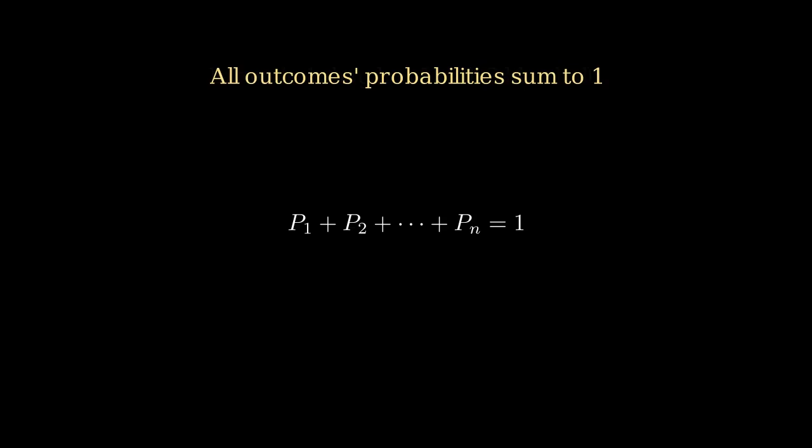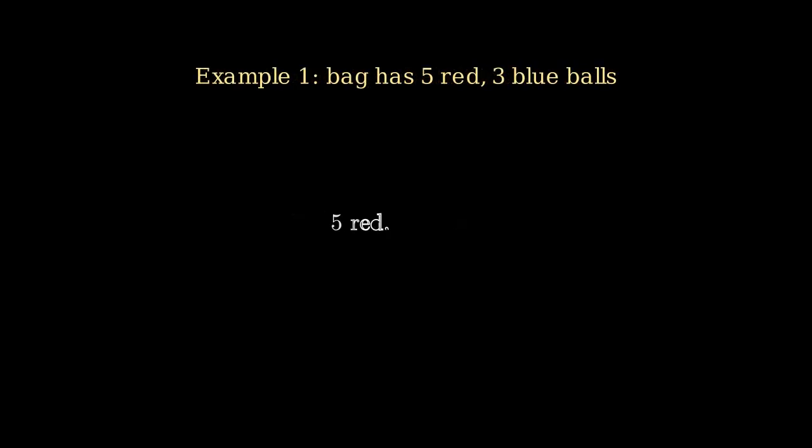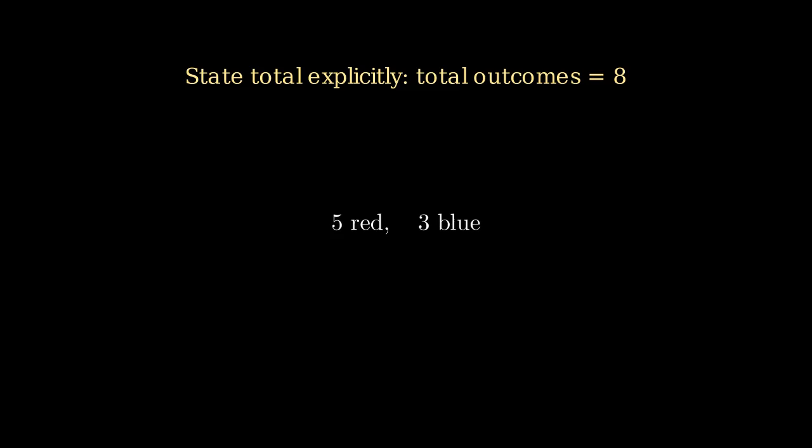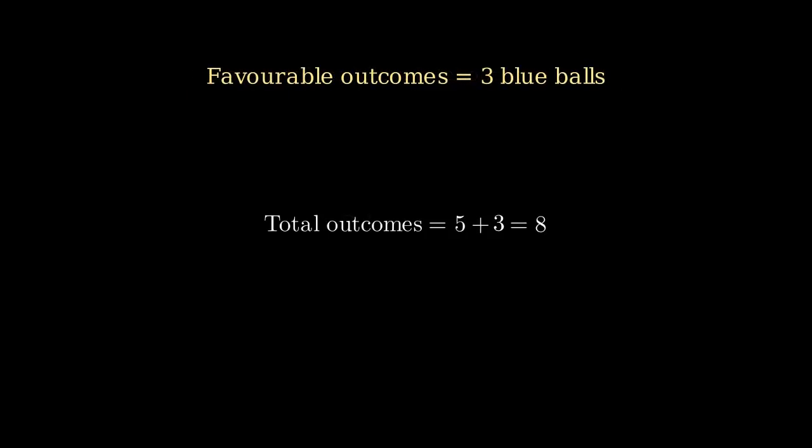Now, worked example 1. We have a bag with 5 red balls and 3 blue balls, and we want the probability of picking a blue ball. First, state the total explicitly in words on its own line. Total outcomes equals 8, counting every possible outcome, that is 5 red plus 3 blue. The favourable outcomes are the blue balls, which is 3, so probability of blue equals 3 divided by 8.